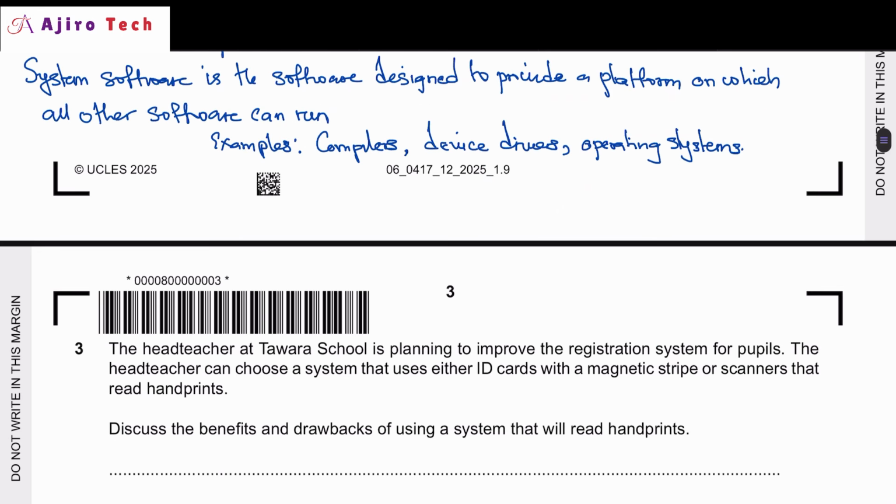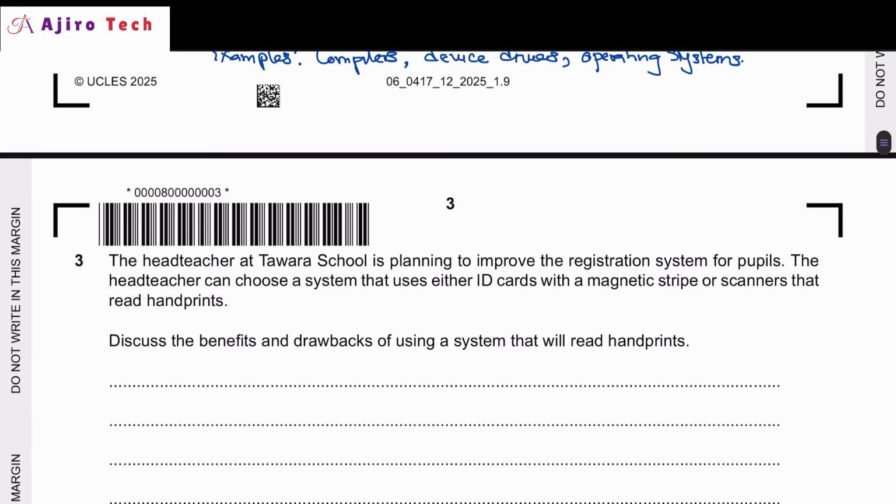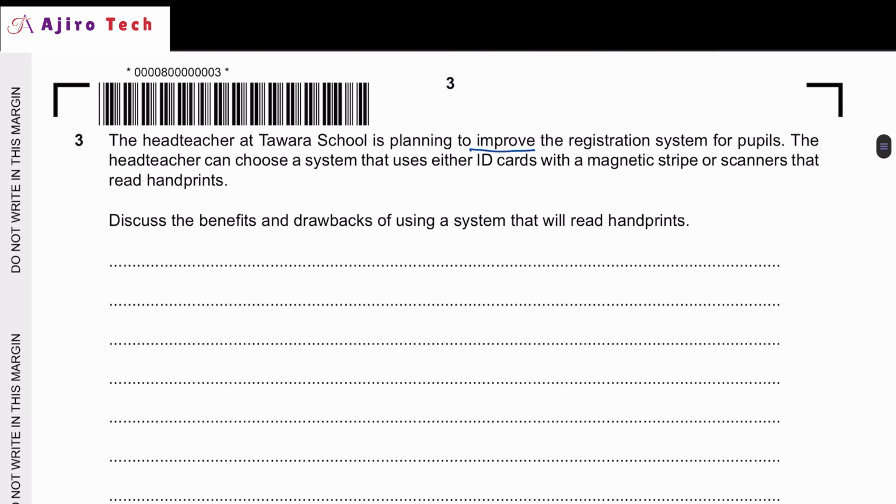We're having a good time? All right. Question 3. The head teacher at our school is planning to improve the registration system for pupils. The head teacher can choose a system that uses either an ID card with a magnetic stripe or a scanner that uses handprint. Discuss the benefit and drawback of using a system that would read handprint.